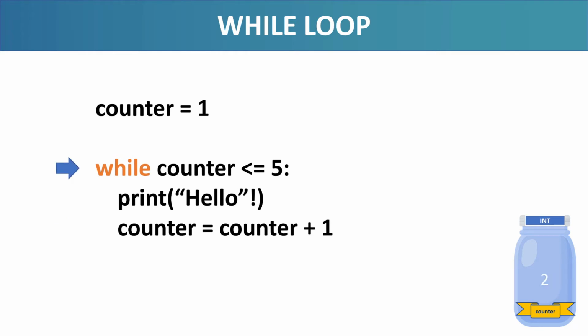The next time the while loop is executed, the counter value is equal to 2, again less than 5, so the following two commands will be executed once more. The counter will increase by 1 and so on. Let's watch the animation for a few more seconds. Once the value of the counter is greater than 5, the loop stops running and the program ends.